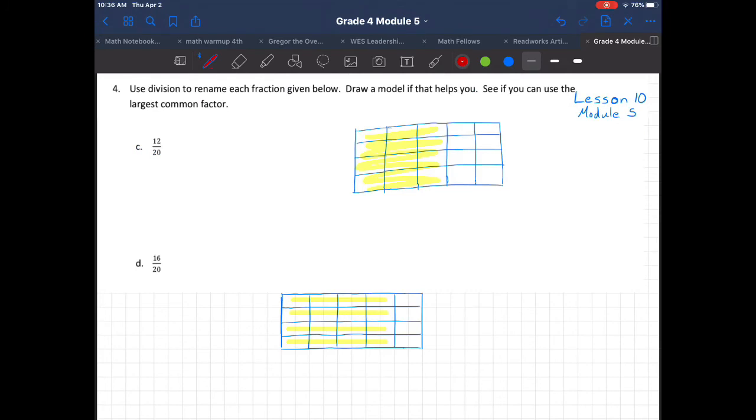So here's for continuing. We've got C and D. Use the division to rename each fraction given below. Draw a model if it helps you. See if you can use the largest common factor. This term, largest common factor, means what's the biggest number that we can multiply that will give us both 12 and 20. So remember, factors are like what times what. These are the factors.